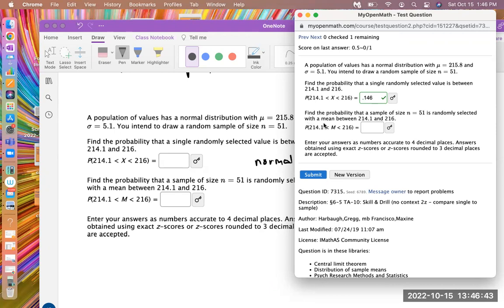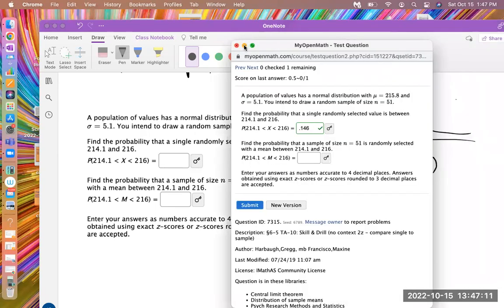Okay, second part of this problem. Find the probability that a sample of size 51 is randomly selected with a mean between 214.1 and 216. So the same upper bound and lower bound as before, except now we want the probability that a sample will have a mean between those values. So we need to look at the sampling distribution of the sample mean.